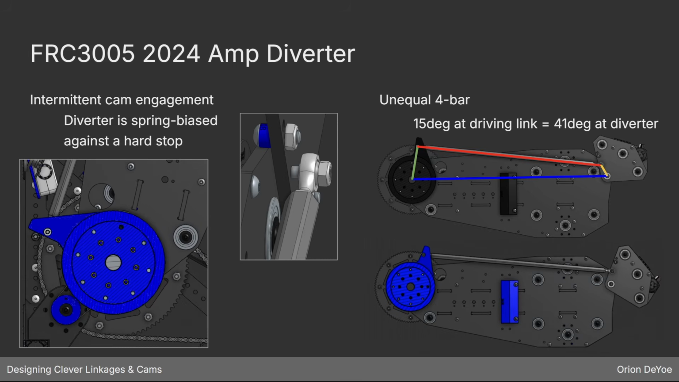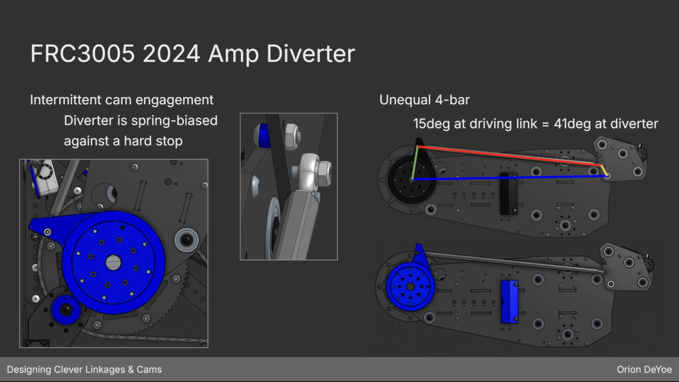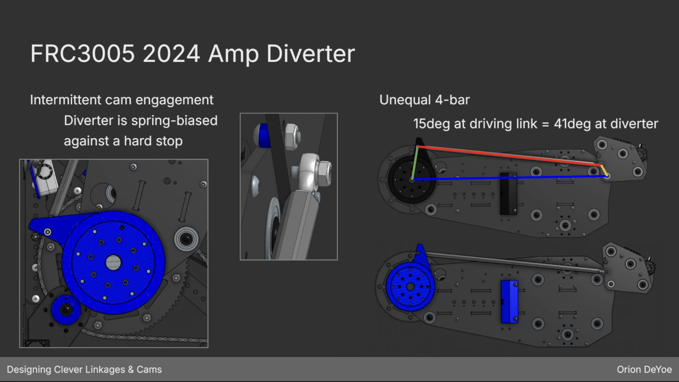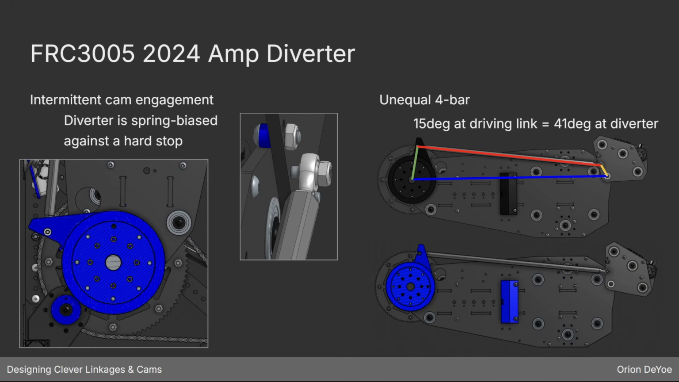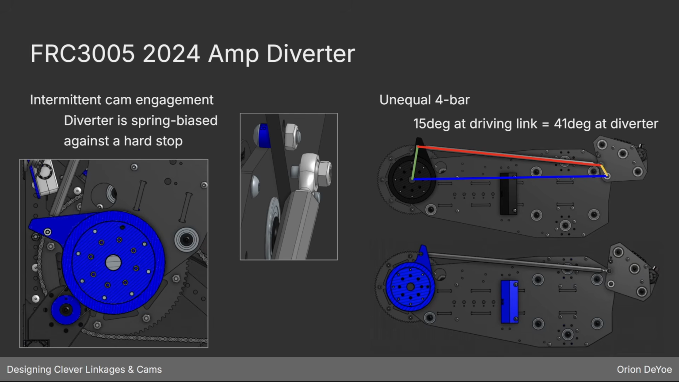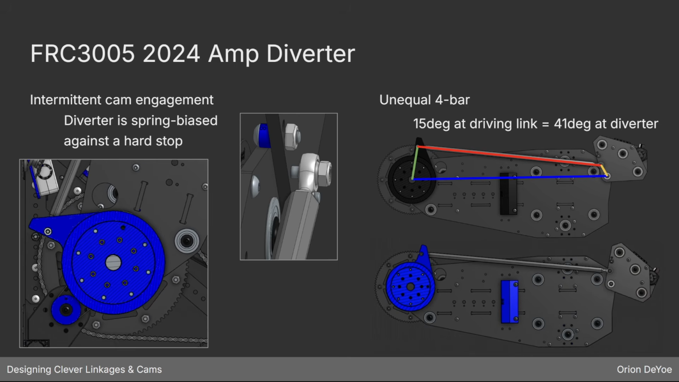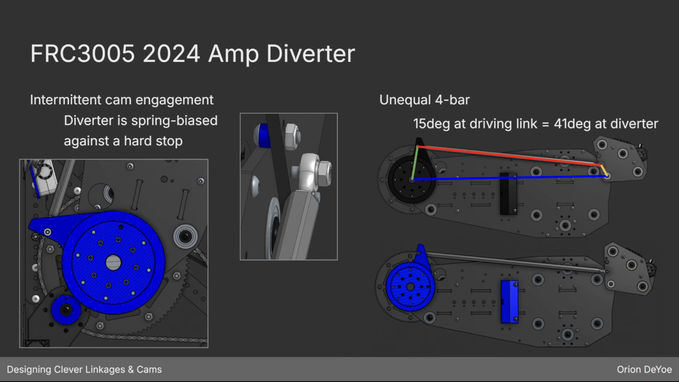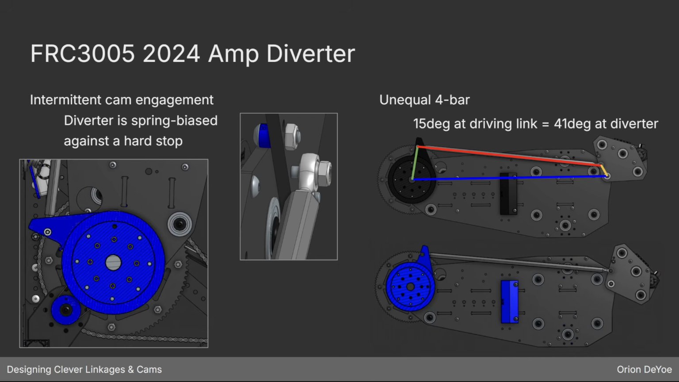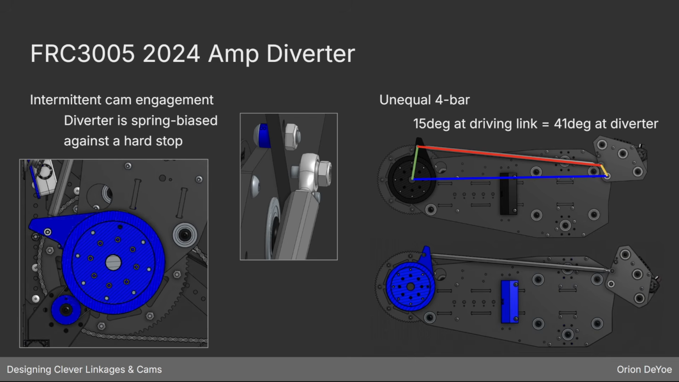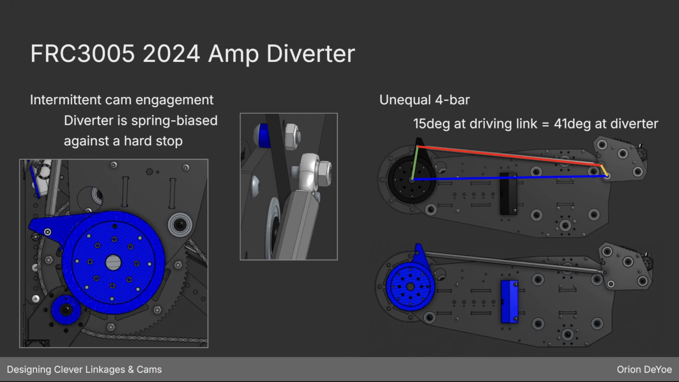Here are some slightly better animations. We basically used a spring of surgical tubing to bias the diverter into a default out of the way state. And then the cam is essentially just pushing it into the deployed state. And this is how we make it so that it's only activated in the last 15 degrees of motion, because when the follower is not touching the cam, the spring is just holding the diverter in place. There's a hard stop that keeps it in the right spot.